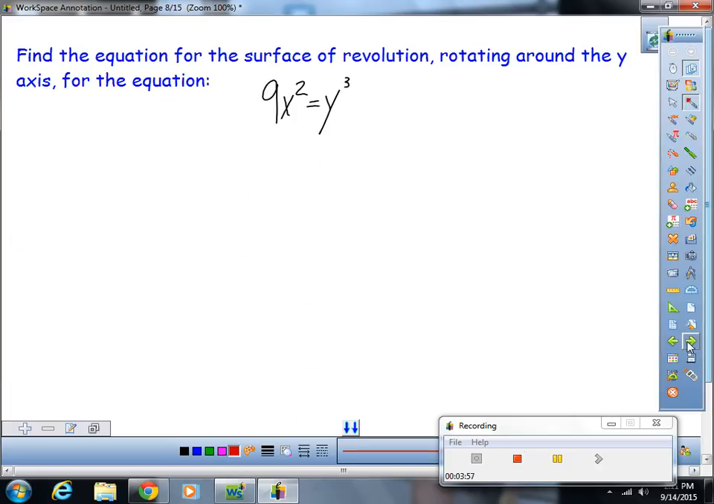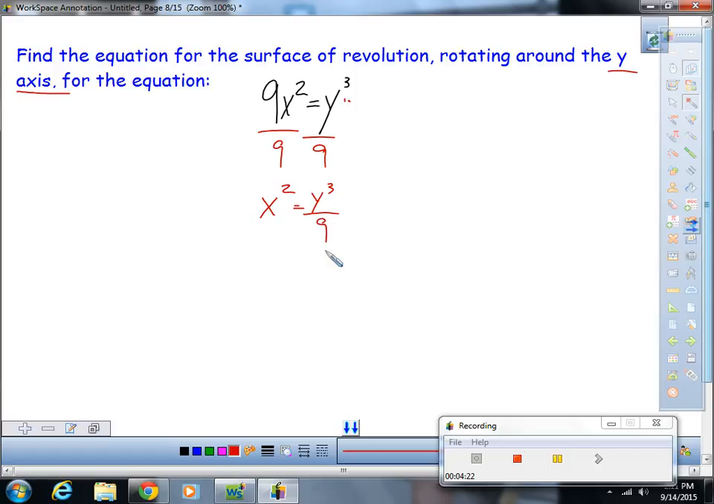Alright, so now, without a sketch, find the equation for the surface of revolution rotating around the y-axis. So they hide some information here in the question. They want you to rotate it around the y-axis, so now you know that we want to make this a function of y. So if I divide both sides by 9, I get x squared is y cubed over 9. Now once you become a pro at this, you're just going to stop. That's as far as you really want to go. But since we want it to be a single function, we would write x equals 1/3 y to the 3/2. And now we have x equals a function of y.